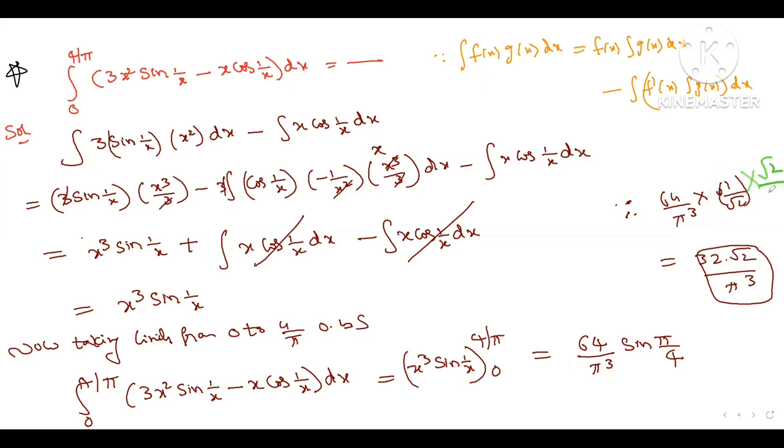Here divide, multiplied by root 2, we get here 32 root 2 by pi cube. Root 2 into root 2 is 2, and 32 they get cancelled. 32 root 2 by pi cube.